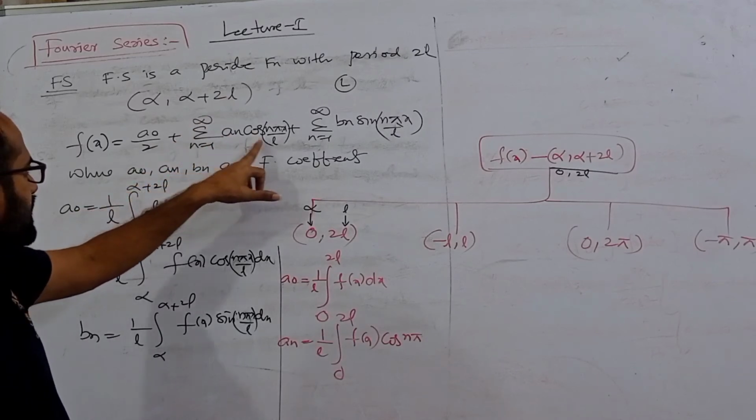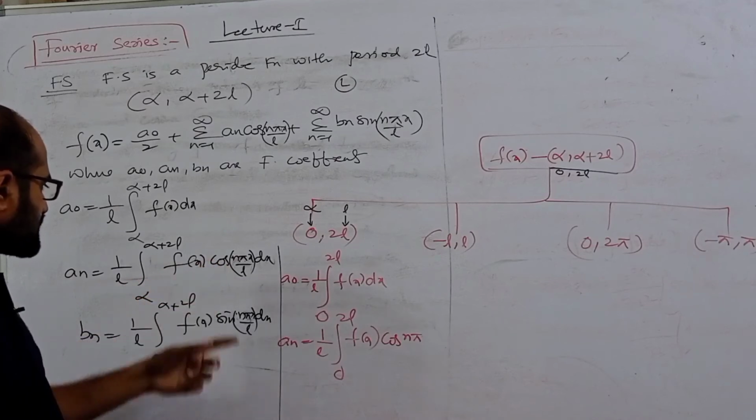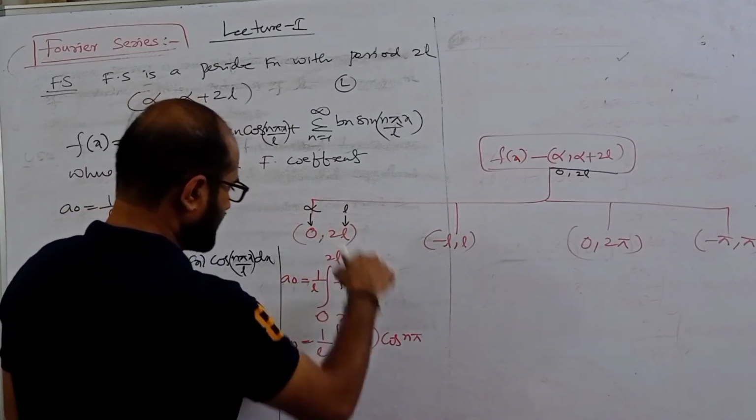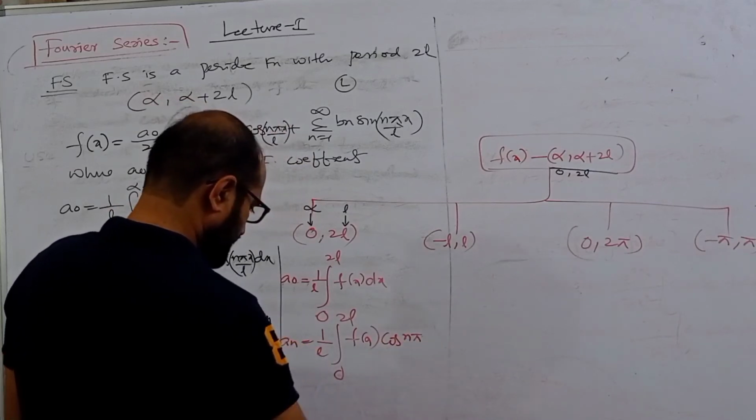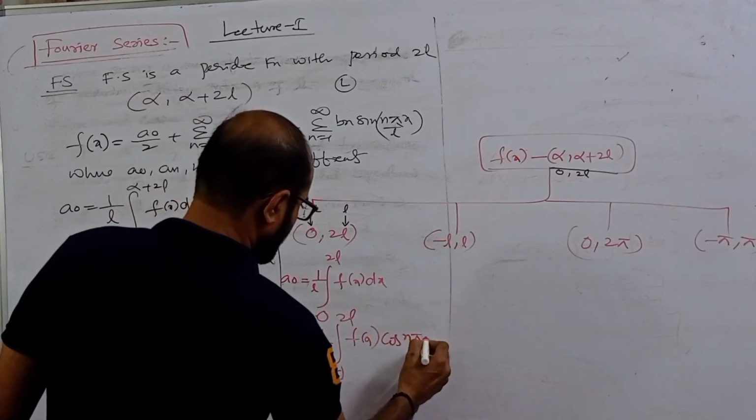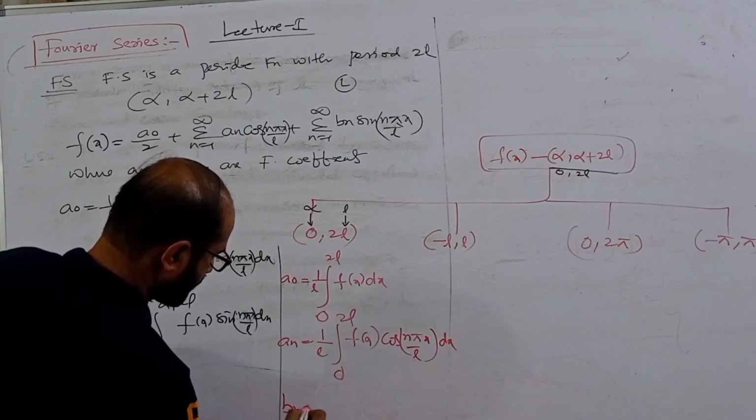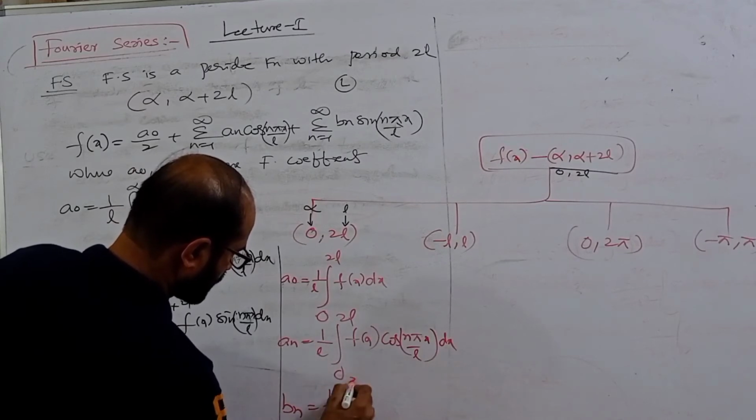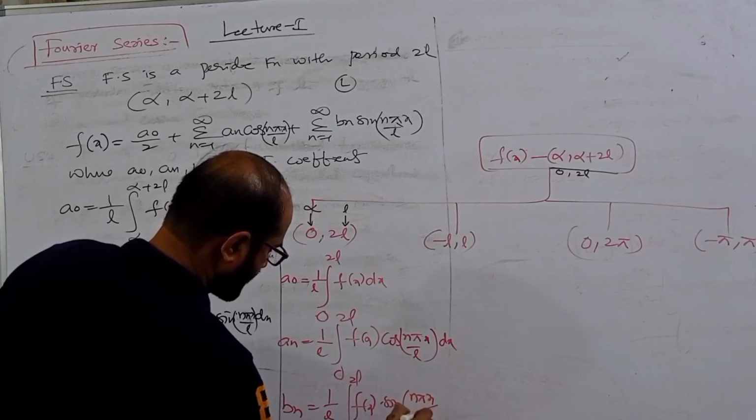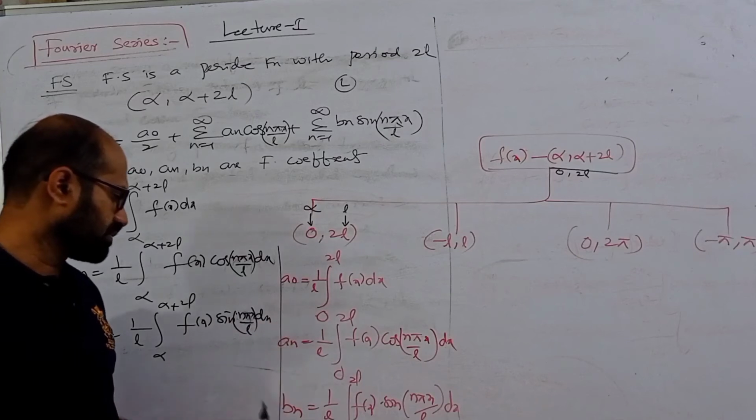So n is 1 to infinity, an cos n pi x by L, bn sin n pi x by L, and in this also the same, cos n pi x by L, sin n pi x by L. Then what will you get here? Since L is L only, you will get cos n pi x by L dx only. bn value is 1 by L, 0 to 2L, f of x into sin n pi x by L dx. So these are the a0, an, bn values.